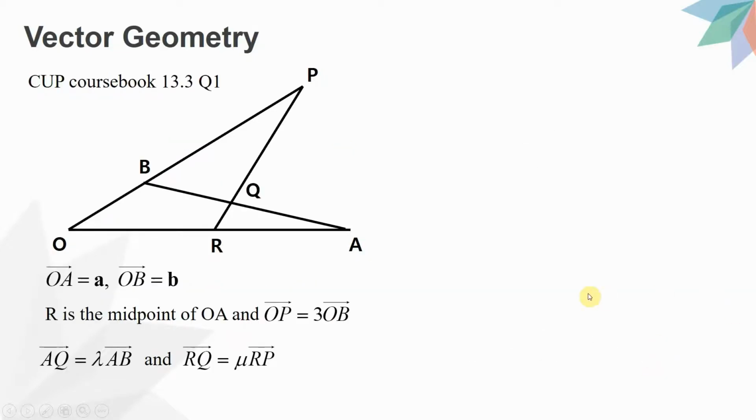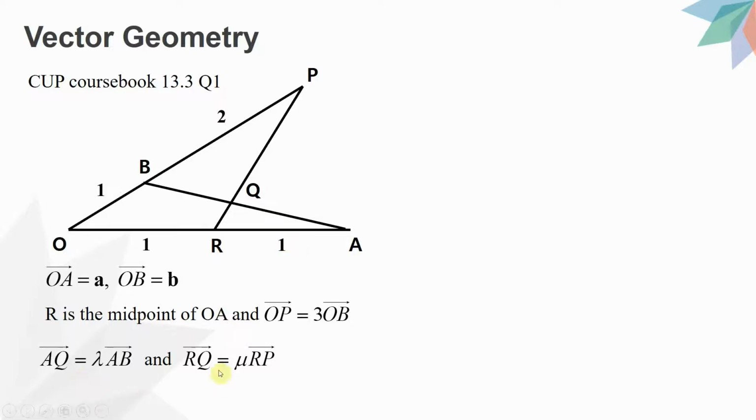Okay, the second example, we use an example from the CUP course book, question 1. So this is a more complicated example. So let's understand the diagram a little bit. They say R is the midpoint of OA. So the ratio here is 1 to 1. And OP is equal to 3OB. So the ratio here is 1 to 2.